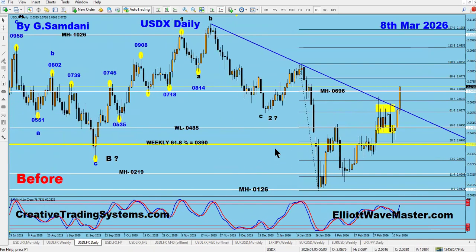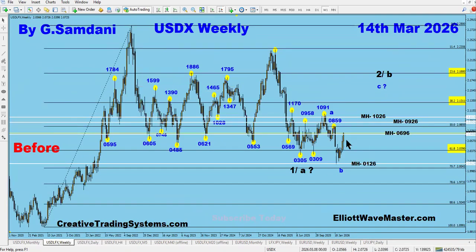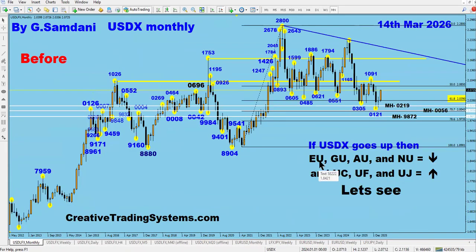This is my daily chart, and this is a weekly chart. Let's see if we can continue to the upside. If the US dollar continues to the upside and gets strong, what will happen? I have it written here: these four pairs will go down and these three pairs will go up. So let's take a look one by one at whether the pairs are matching in this scenario.